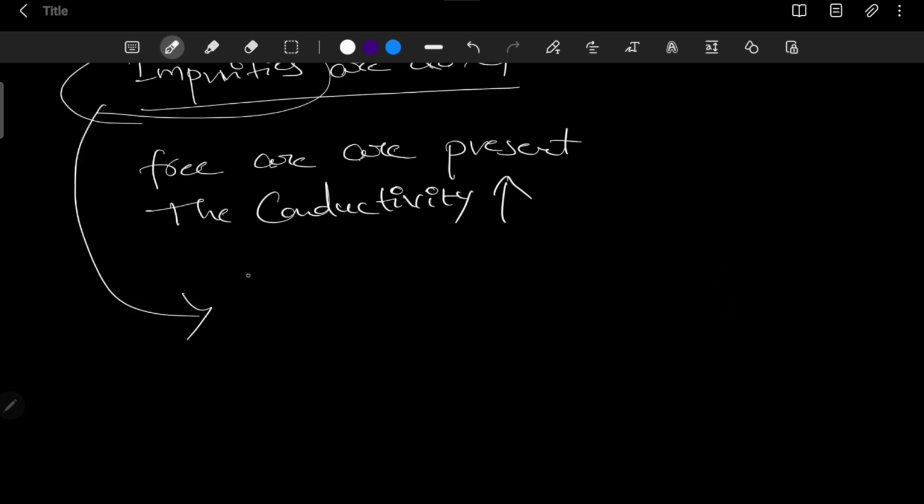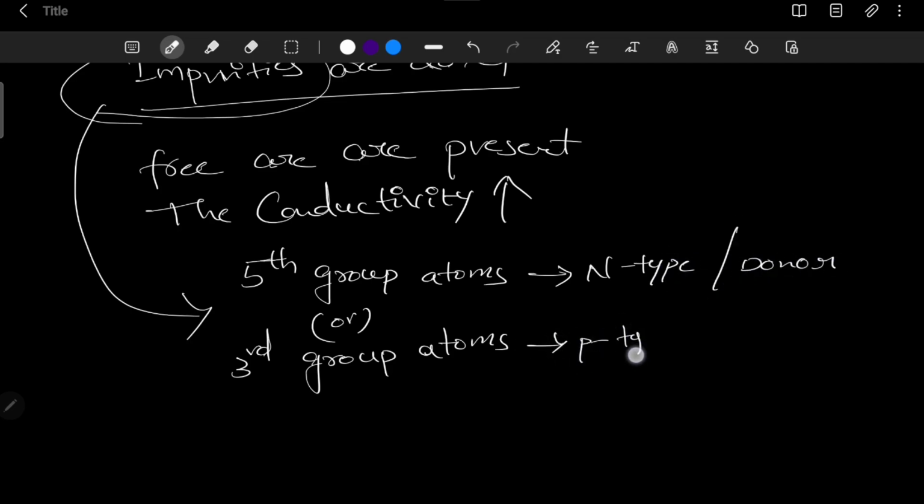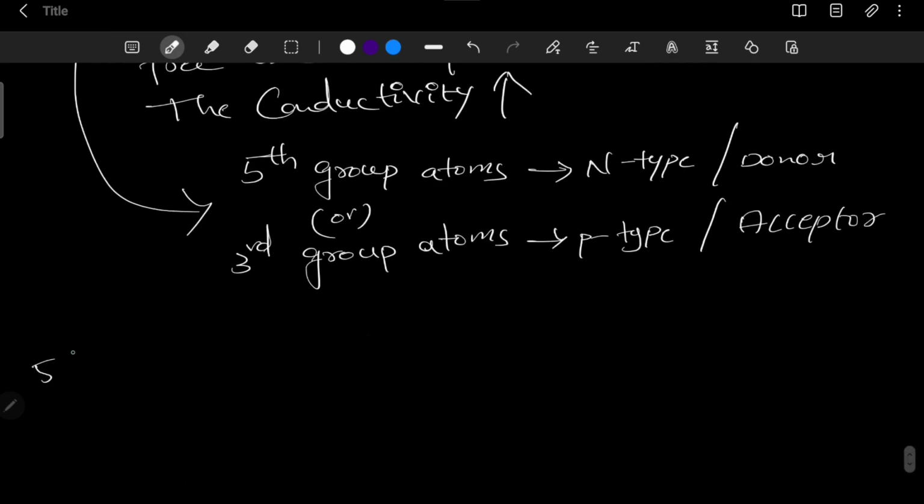We know two types of impurities are there, from the fifth group and third group elements. Fifth group elements are also called n-type, that is pentavalent. Third group means trivalent, that is p-type, and that is called acceptor. See here, the fifth group has 5 valence electrons, right? And the third group has 3 valence electrons.